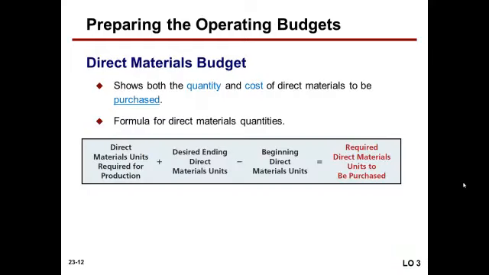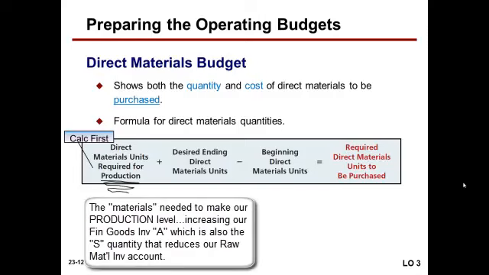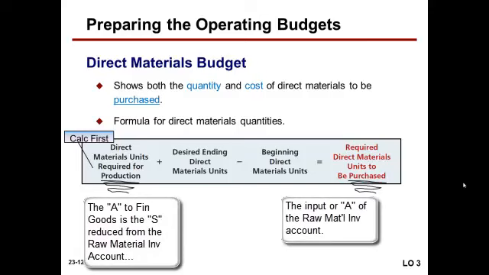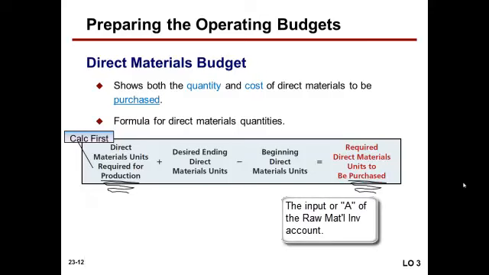For our production budget now, let's move to our direct materials budget. This will show both the quantity and cost of direct materials to be purchased. The formula is given below. Now we're going from our production units required to support sales, which is always calculated first. This is the A in the finished goods inventory account. And from that production units, we need to know how many have to be purchased to support that.